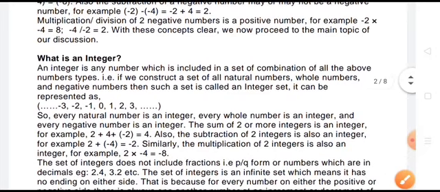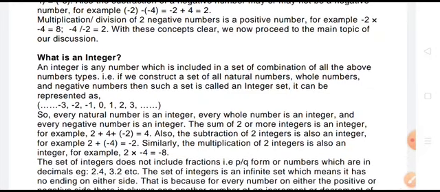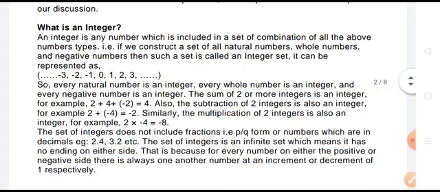Now we study what an integer is. An integer is any number which is included in the set combining all the above number types.